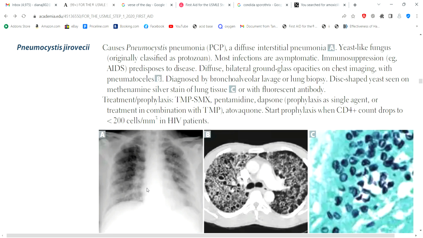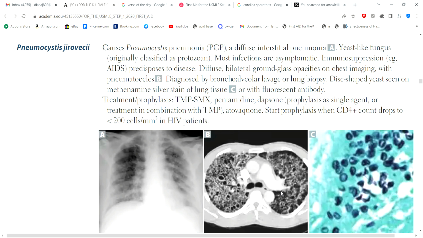There are diffuse bilateral ground glass opacities on chest imaging with pneumatoceles. So you see this in figure B. It looks like a ground glass appearance, like broken glass all over your lungs. That's what Pneumocystis jirovecii looks like on chest imaging. Okay. This is diagnosed by bronchoalveolar lavage or lung biopsy.